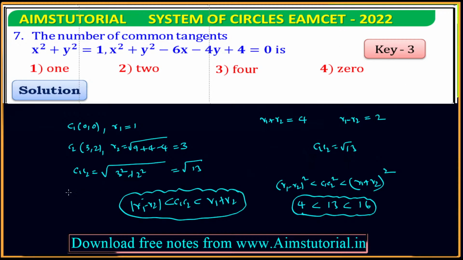If two circles intersect each other, we can draw two common tangents. How many common tangents? Two common tangents like this. So the number of common tangents is 2. Second option. Next one.